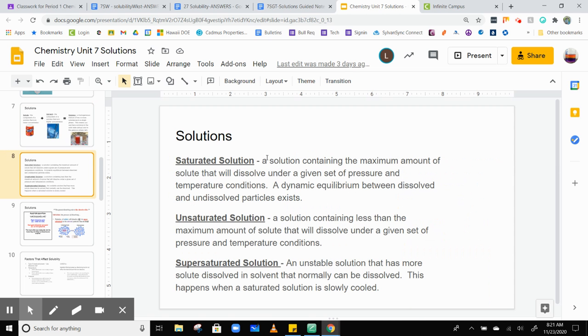We can have saturated solutions, which contain the maximum amount of solute. Unsaturated has a little bit less than the maximum amount. And we can have supersaturated. For supersaturated, you start with a saturated solution at a higher temperature, and then you cool it. As you cool it, everything stays dissolved in the solution, but it's actually higher than its saturation point. That's where we left off last time, and we're going to continue on here today.